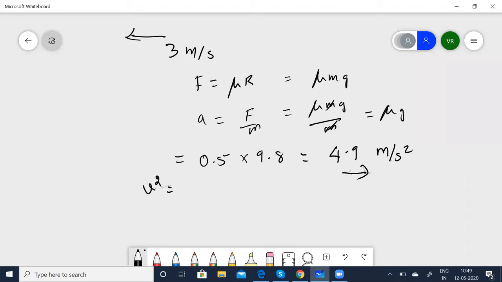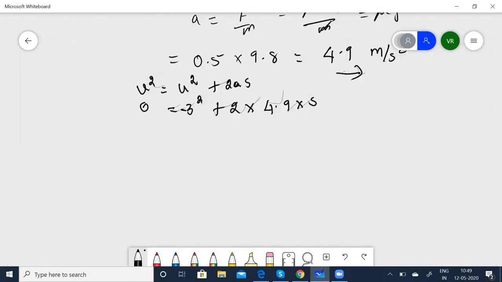Let us use this formula: v squared is equal to u squared plus 2as. Obviously, it is coming to rest, so the final velocity will be 0. Minus 3 squared plus 2 into a, which is 4.9, times s. We need to find s. It is going to be a negative value, obviously, because it is going in the opposite direction. So s is equal to minus 0.918 meters. This negative sign shows that the box moves in the opposite direction of the motion of the belt.